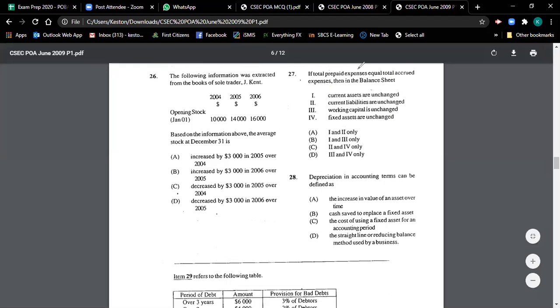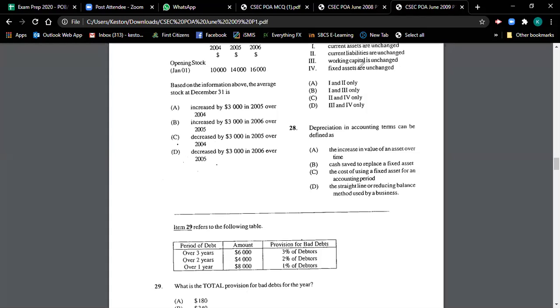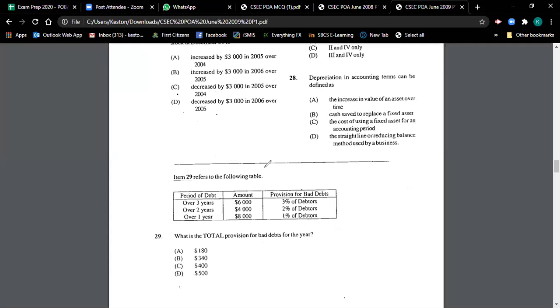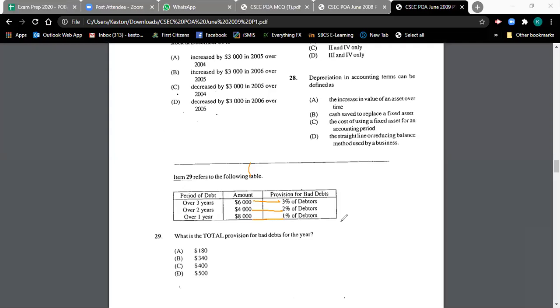28. Depreciation in accounting terms can be defined as the cost of using a fixed asset over an accounting period. Very good. All right. 29. Provision for bad debts. What is the total provision for bad debts? So all you're doing is just finding the percentages of these values here. Yep. B, 340. Good job.